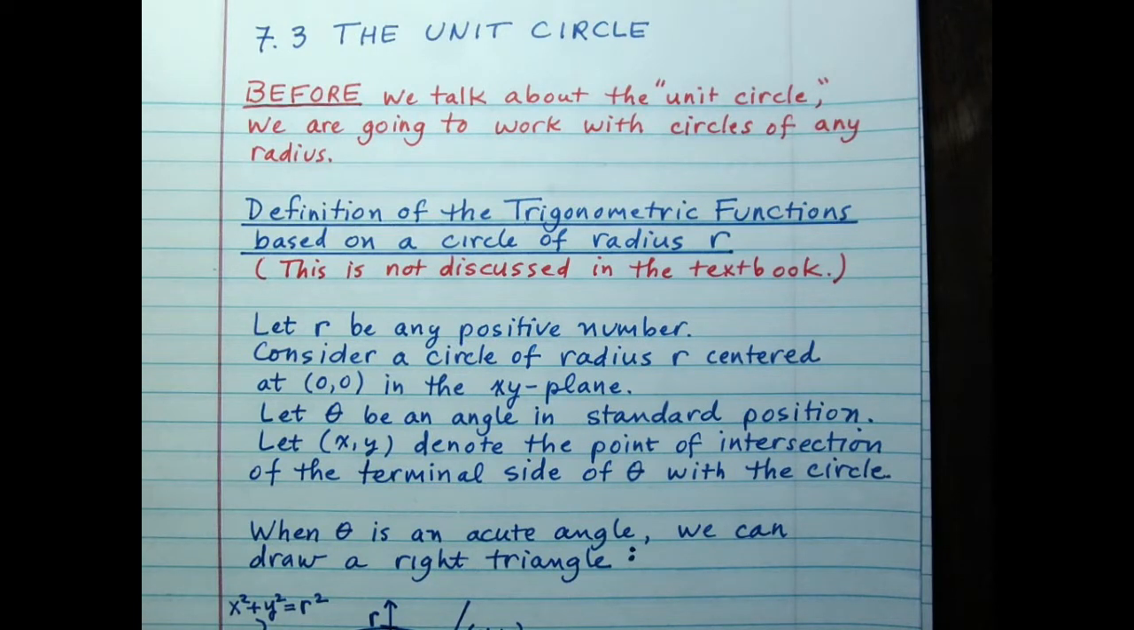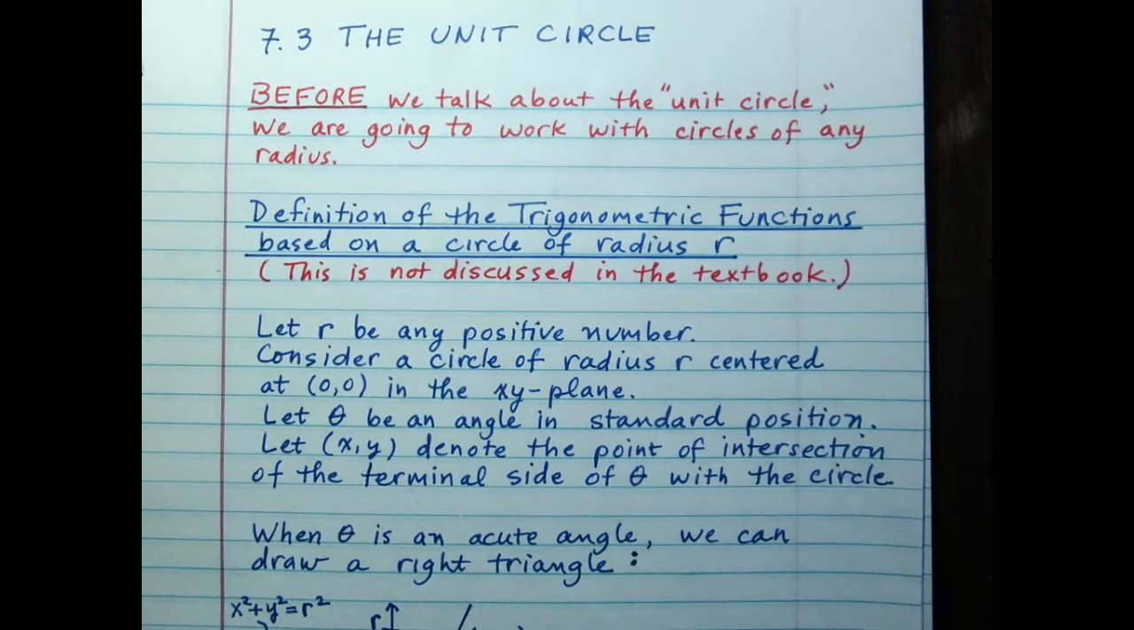So we're ready to start the material for section 7.3 that's called the unit circle. But before we talk about the unit circle, we are going to talk about circles of any radius. We're going to look at the definition of the trigonometric functions based on a circle of radius r. This is not discussed in the textbook, and yet I think it's important. That's why we're going to work on it. And so all the material will be covered by the video content.